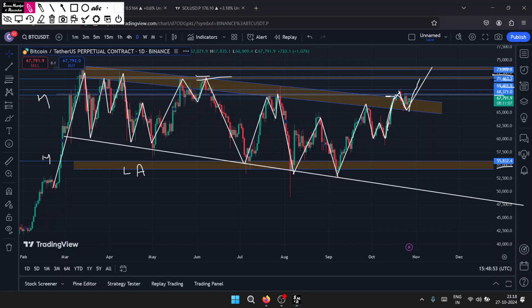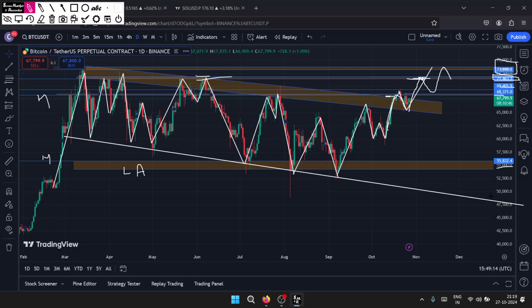That's around 71,463.3, to be accurate. Let's say 71K. That's your next liquidity area, and the market is going to make some more retracement. By the way, guys, one more thing: it's really hard for Bitcoin to break the final liquidity area.